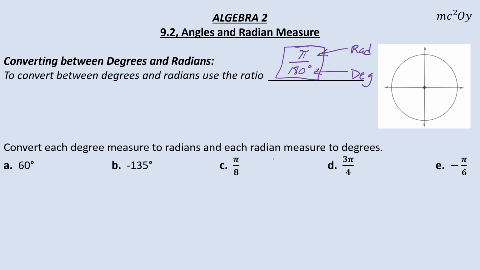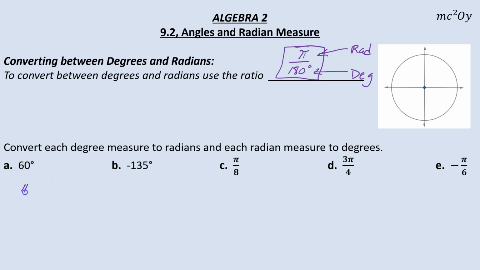If I'm converting each degree measure to radians and each radian measure to degrees down here, I want to look at this and go, okay, I have 60 degrees, and I want to change 60 into radians. So I'm going to use R for radians. The ratio I use in this case is 180 over pi, because my degrees are on top. Or if you wanted to use that exact ratio up there, that's fine. You can do it that way.